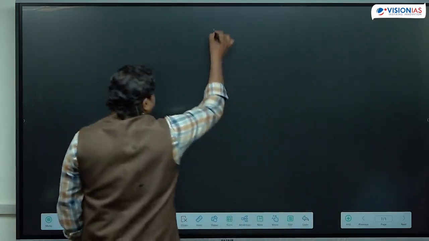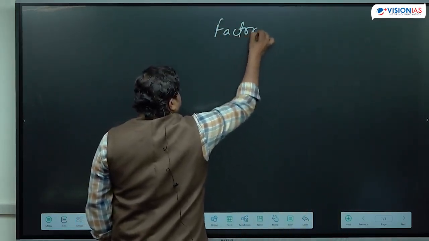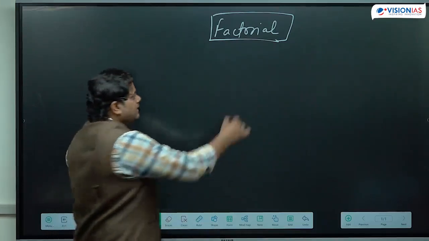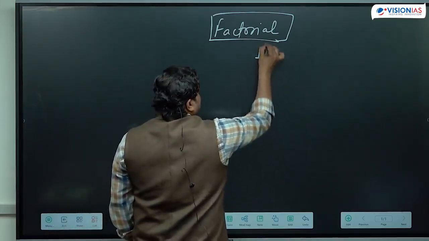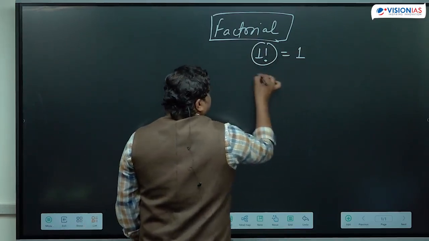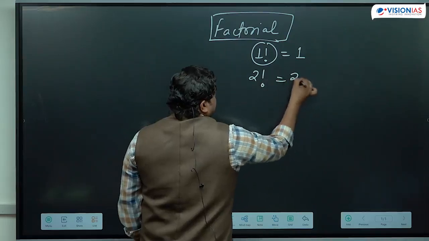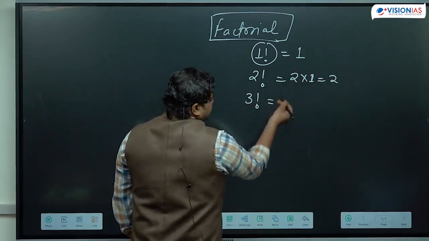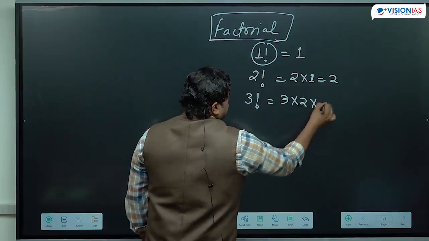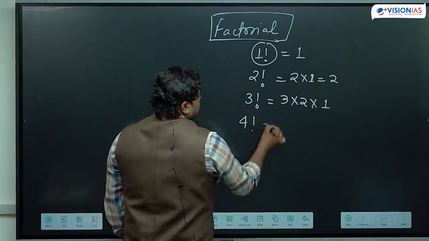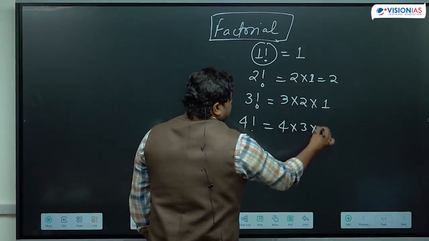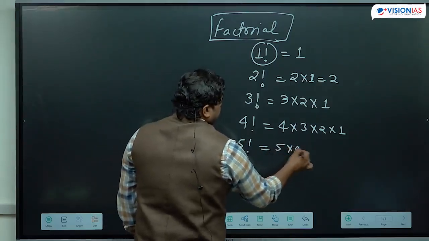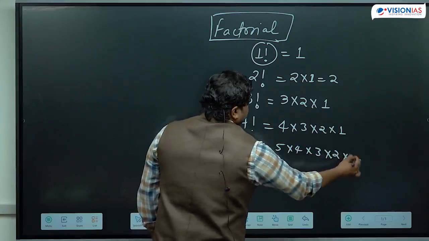Now we can start with this factorial concept. If I write 1 का factorial 1, 2 का factorial 2, 3 का factorial, how we write, how we expand this? 3 into 2 into 1, 4 factorial 4 into 3 into 2 into 1, 5 factorial 5 into 4 into 3 into 2 into 1.